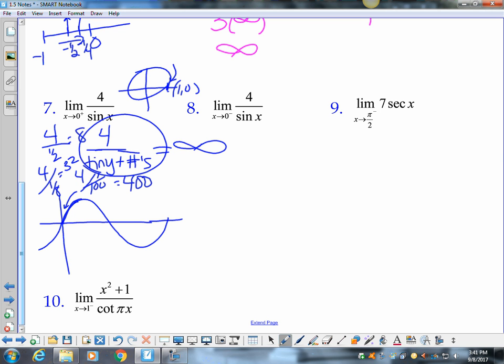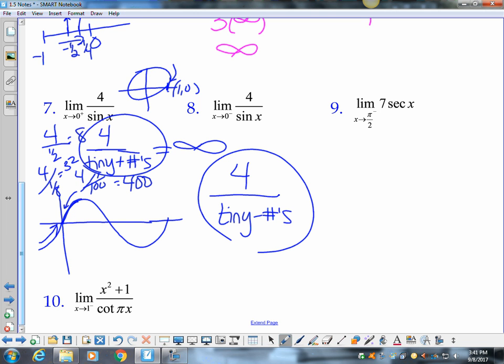Okay, now same problem, but now we're headed to 0 from the left. So if I'm headed to 0 from the left, my numbers are getting smaller, but they're negative. So this is 4 over tiny negative numbers, which is going to make this whole fraction get really big really fast, but it's going to be negative. That's the difference.